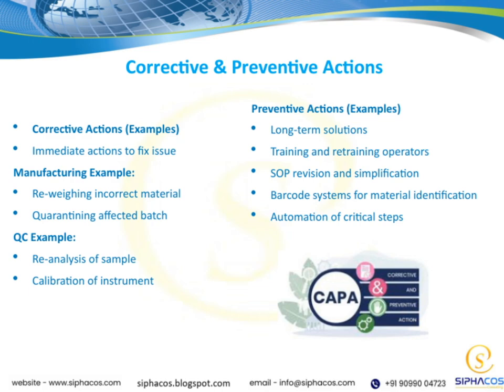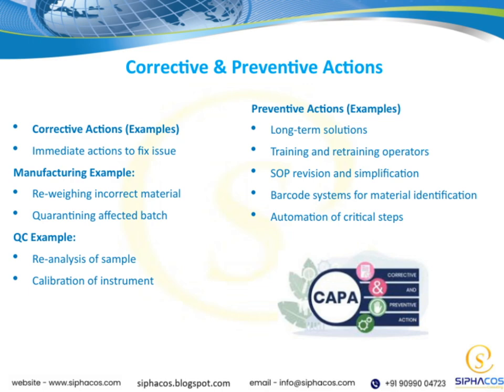Implementing barcode systems for material identification improves traceability and accuracy. Automating critical steps in the process can greatly reduce human error and increase consistency. All of these measures are about proactively preventing problems and maintaining quality. Now, moving on to corrective and preventive actions. These are more reactive, but equally important.